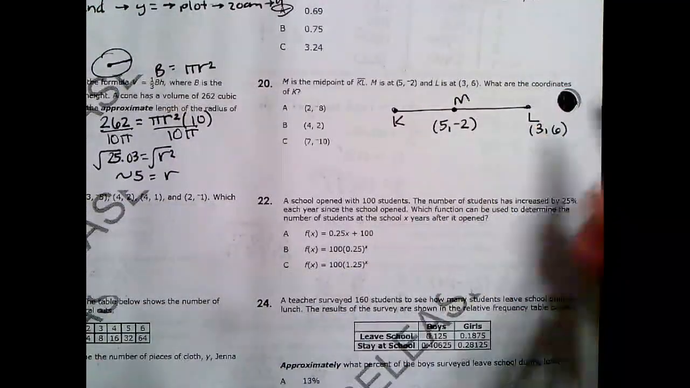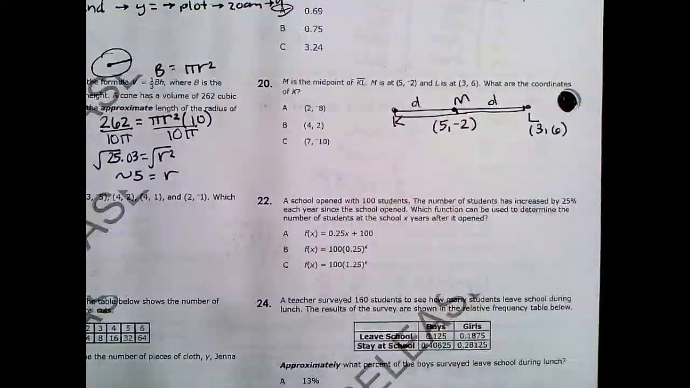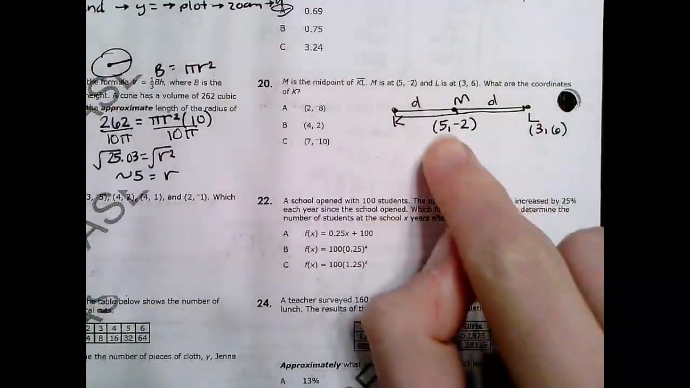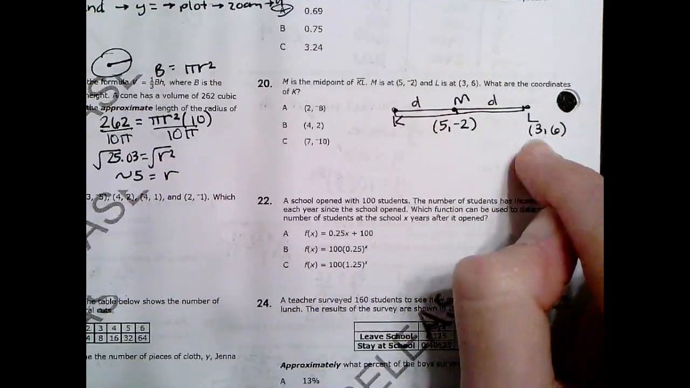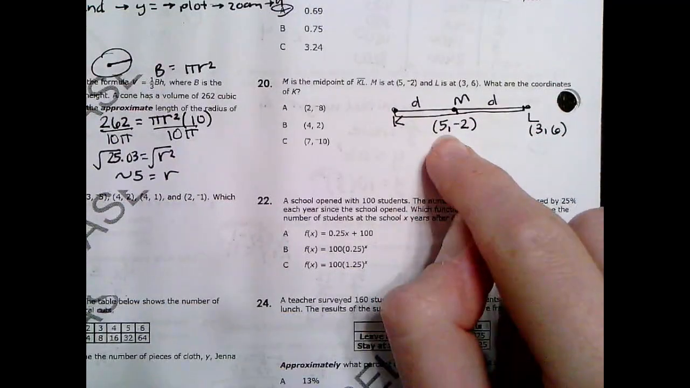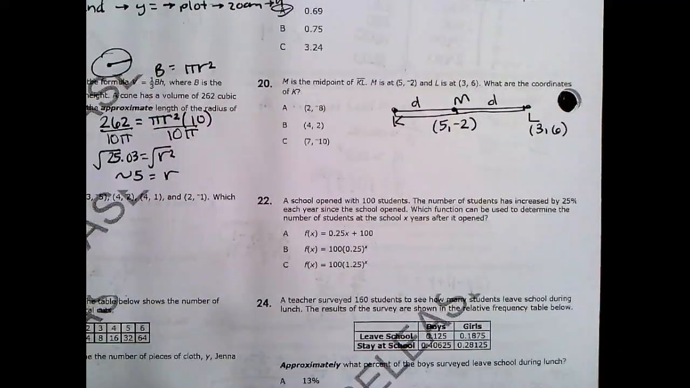Okay, so this distance needs to be the same as this distance if we have a midpoint. It literally means middle point. So let's think, how do we get from 5 to 3? How do we get from -2 to 6? And we need that same distance worked toward K as well.